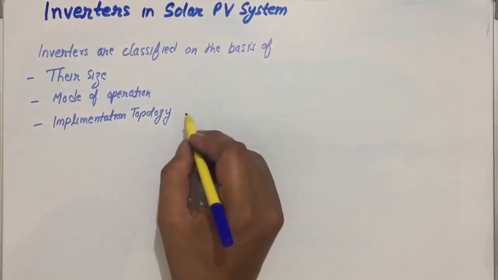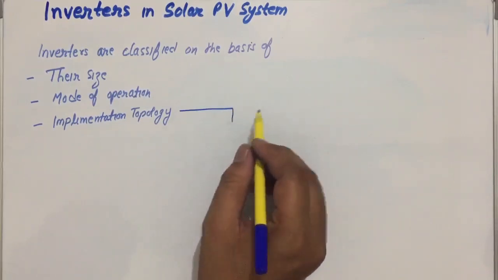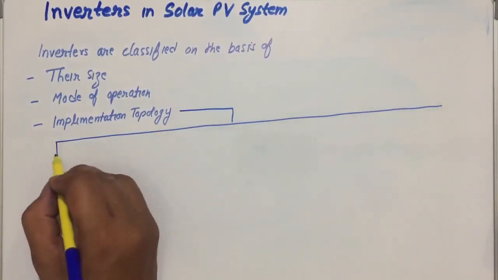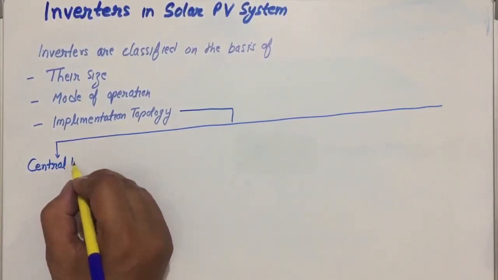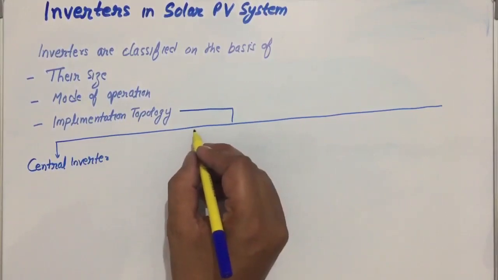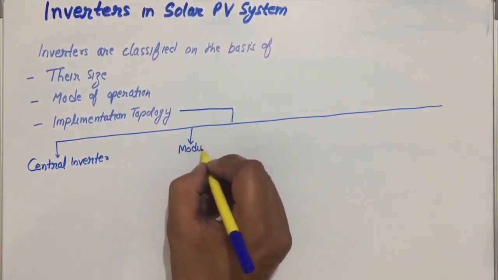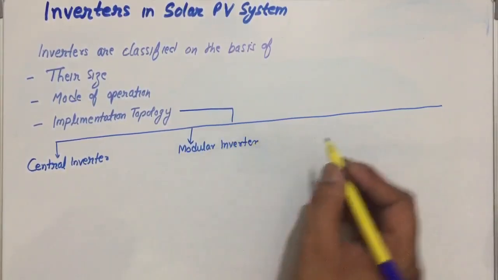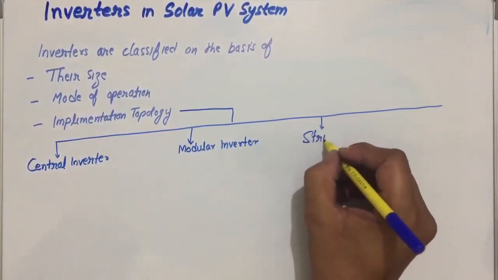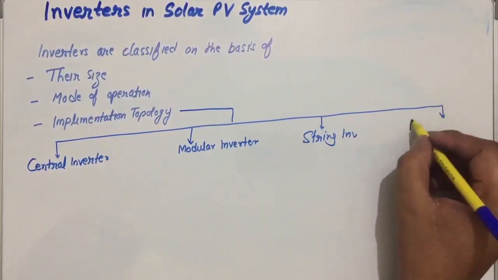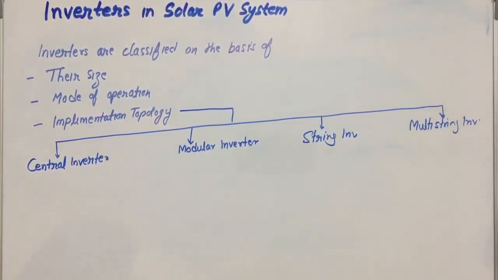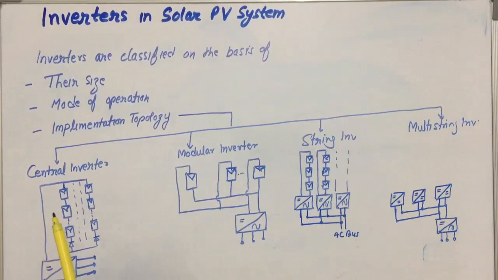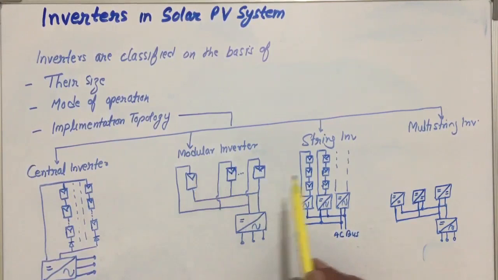Now, on the basis of implementation topology, the inverters are classified as follows. There are four types of classifications. The first one is the central inverter. The second is the modular inverter. The third is the string inverter, and the fourth is the multi-string inverter. So let us have a quick look at each of them.